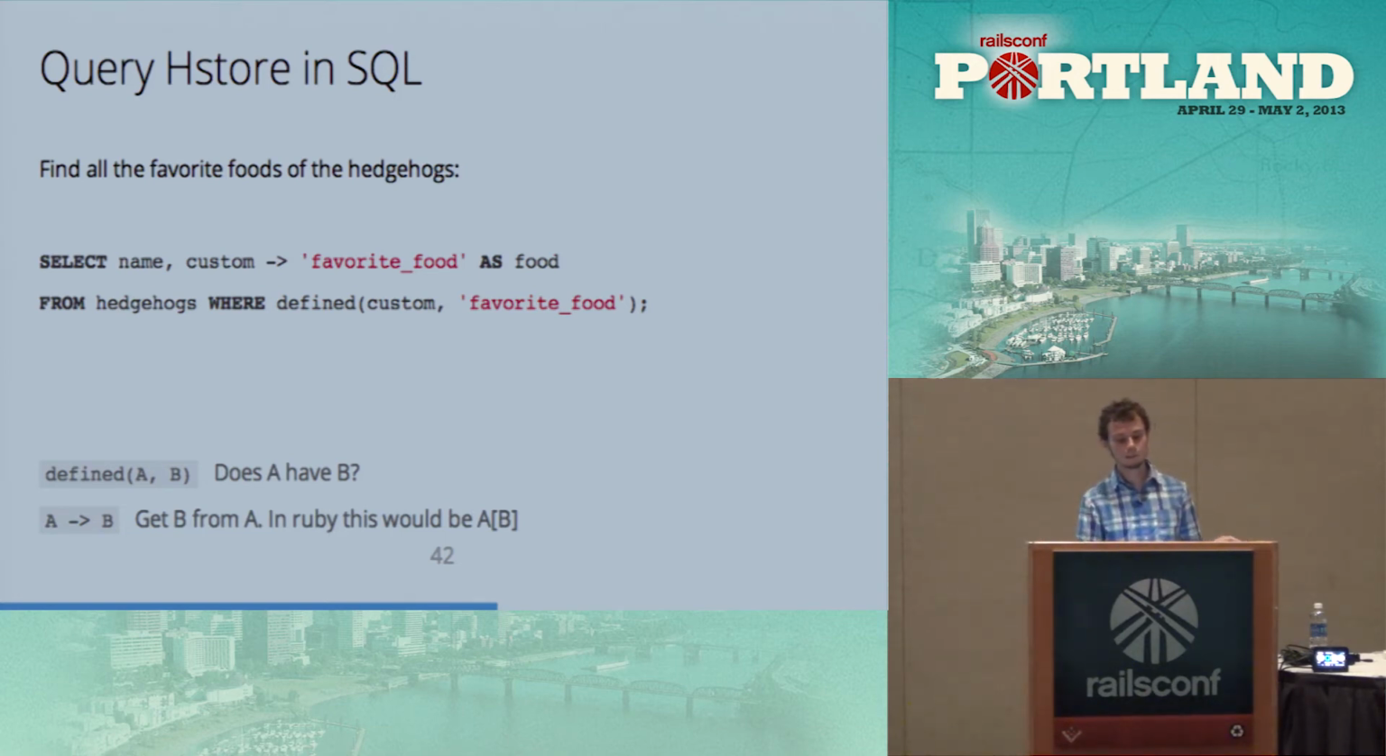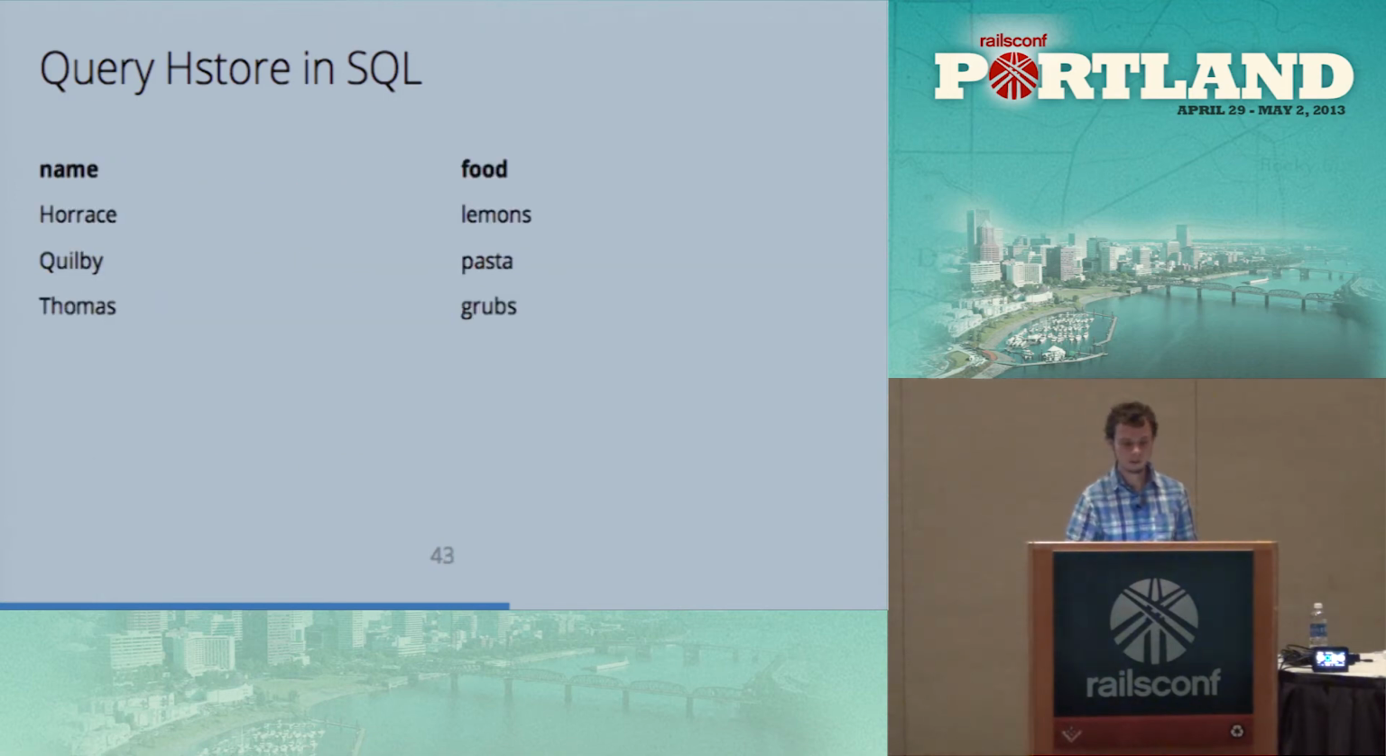So you see here, we can select out the name, and we can pluck out the favorite food from the custom field and present it as if it were a normal column. Then we can filter that down to only return the records where we actually have a favorite food defined for that custom field. As you can see, you're going to get back a table with names and foods, even though food wasn't a column in your database anywhere. It's just something that we stashed away in the HStore.